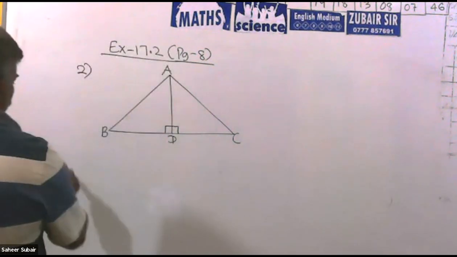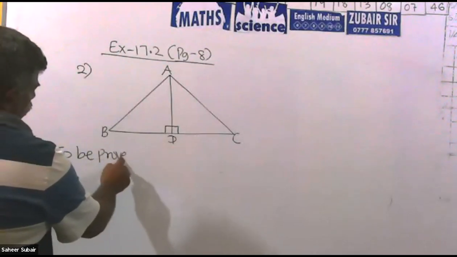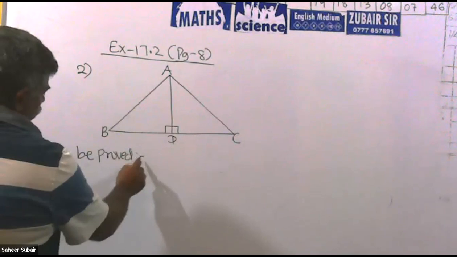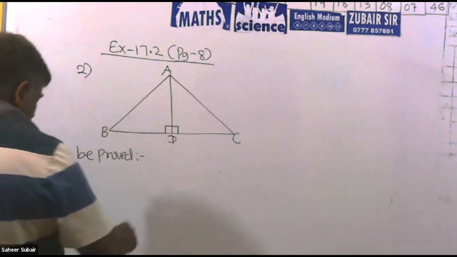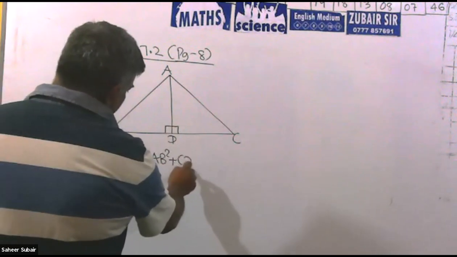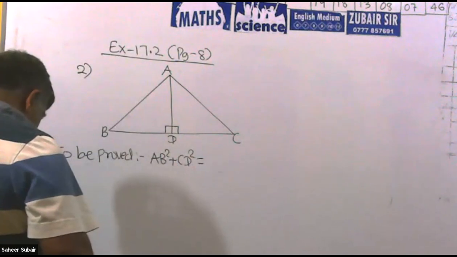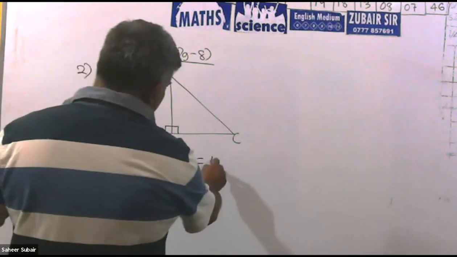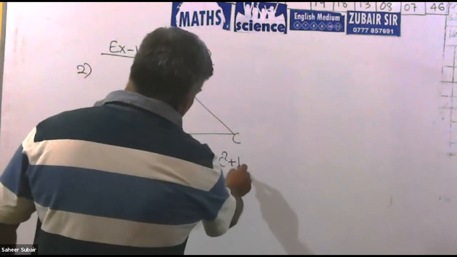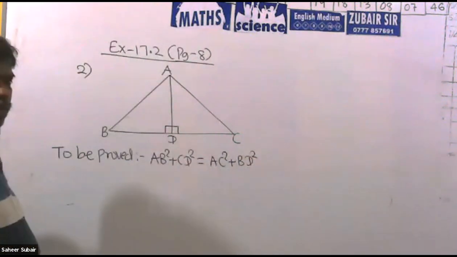What is to be proved? AB squared plus CD squared equal to AC squared plus BD squared. So this is the thing we want to prove.